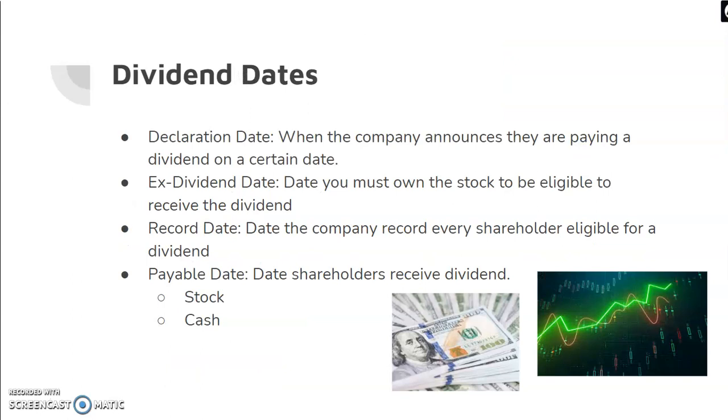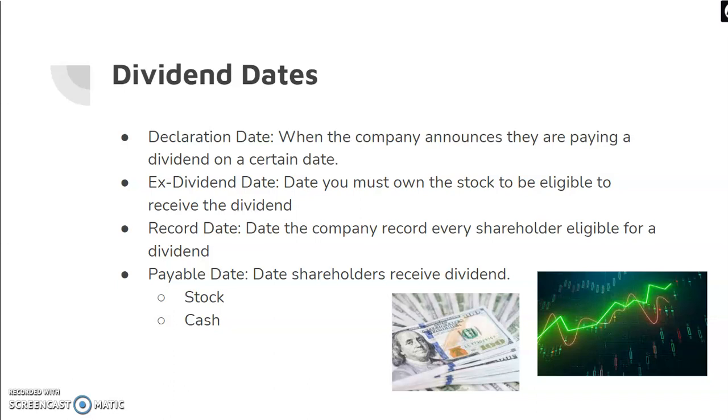So what are all these dates? The declaration date is when the company announces they are paying a dividend on a certain date. So let's say Coca-Cola announces on March 1st that they're going to pay a dividend on March 30th. That would be March 1st would be the declaration date.